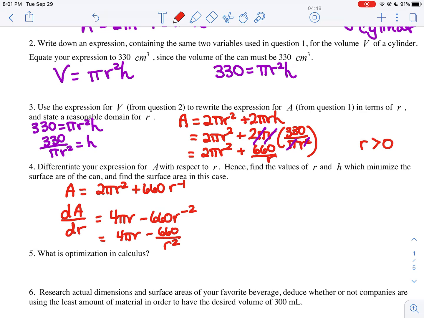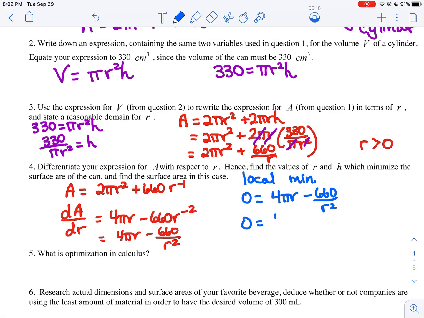All right. Now, here's a really, really neat connection to what we just did. If I want to minimize the surface area, I'm looking for a local or relative minimum. How did we do this? We find the turning point here. So I'm going to set it equal to 0.